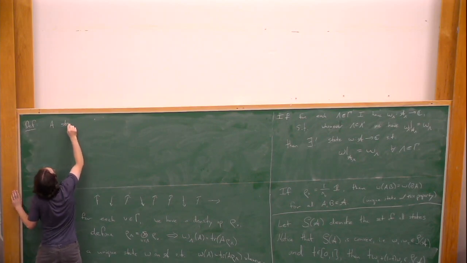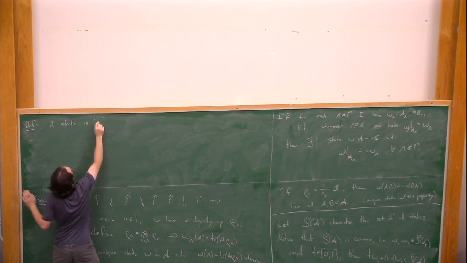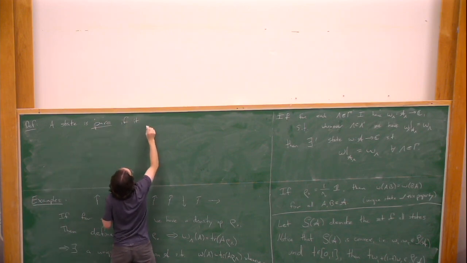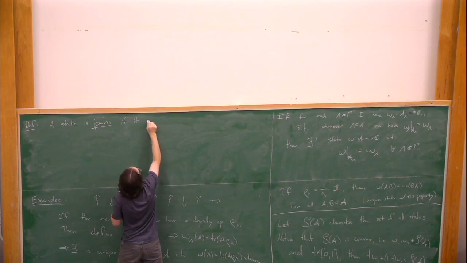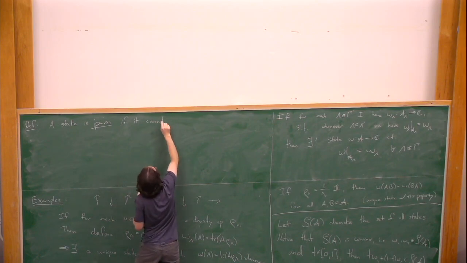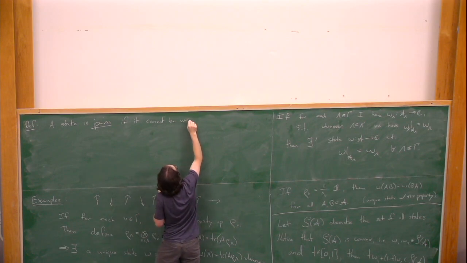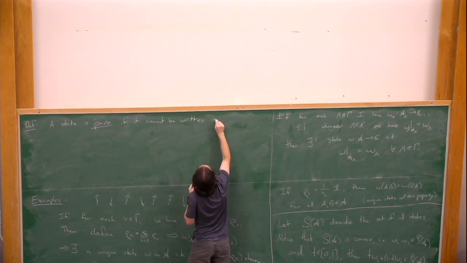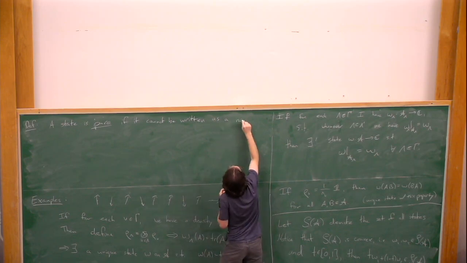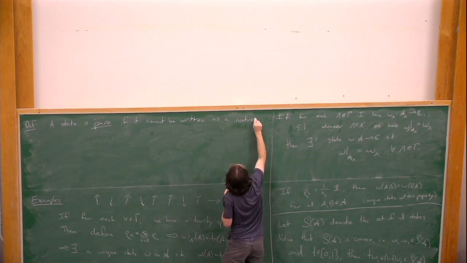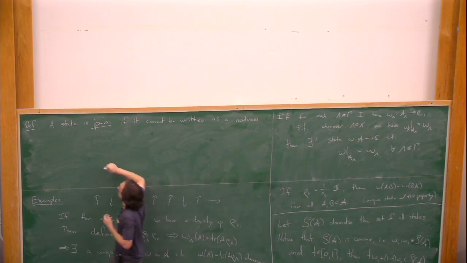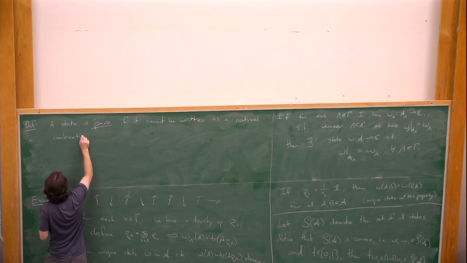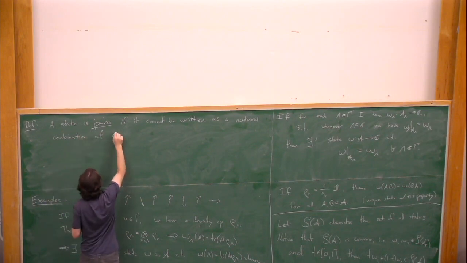So a state is pure if it is an extreme point, which means that it cannot be written as a non-trivial convex combination of other states.